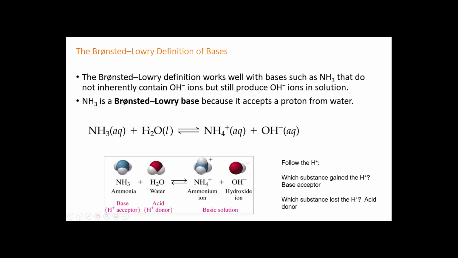So this says that by this reaction, the water is the acid and ammonia is the base. So we can follow it over, and even though this is a base, this whole reaction still ended up producing hydroxide ions. So this is a very basic solution. Again, you can see down here, the ammonia is the base. It's going to accept the proton in the reaction, and we have our water, which is the acid, which is going to donate that proton.